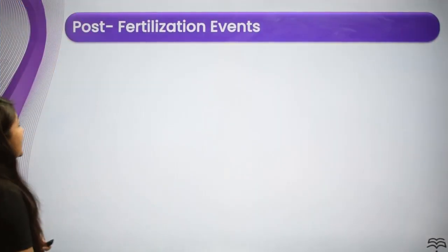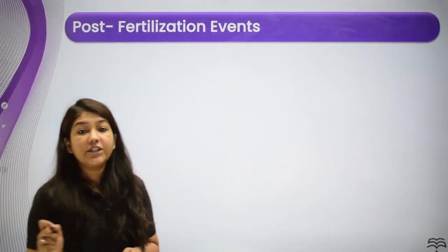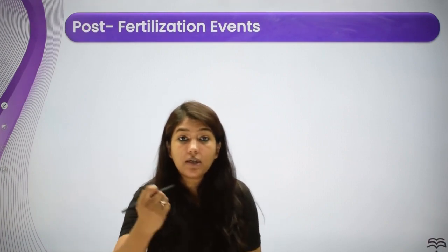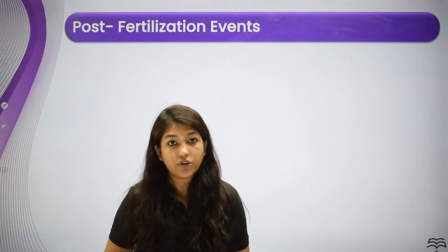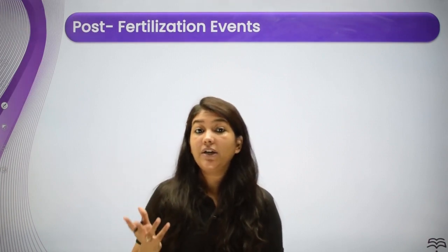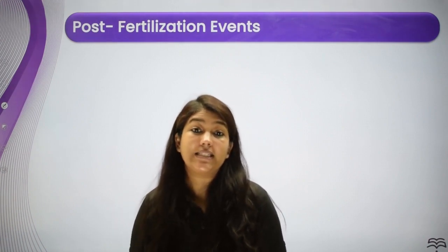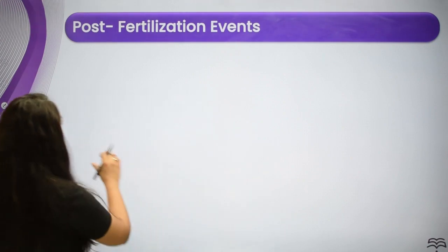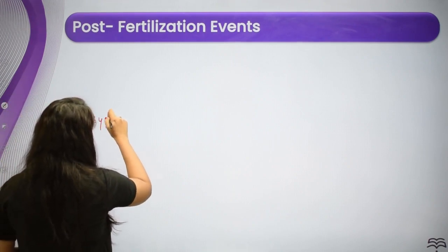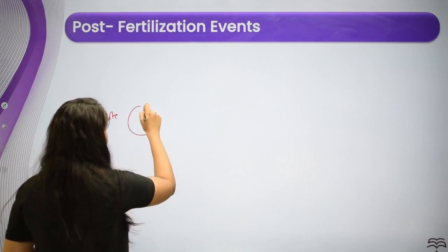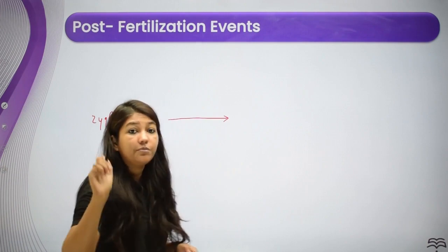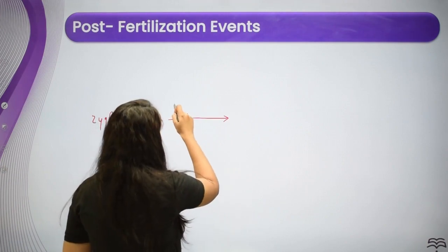Okay, so now the next thing that we'll be talking about is the post-fertilization events, right? In the previous lecture, we had understood the entire mechanism of fertilization. And at the end of the process of fertilization, we had a diploid structure, which is called a zygote. Now in this zygote, what is going to happen? See, the zygote is a single-celled diploid structure. Now, in this zygote, special types of mitotic divisions are going to begin.